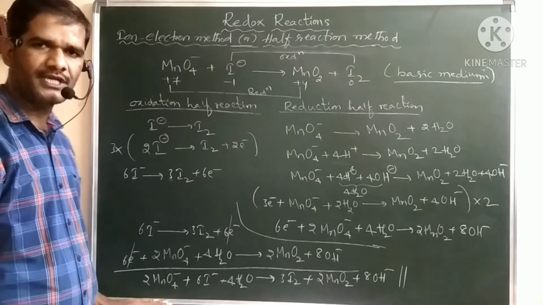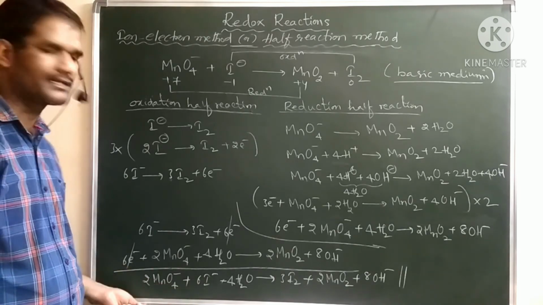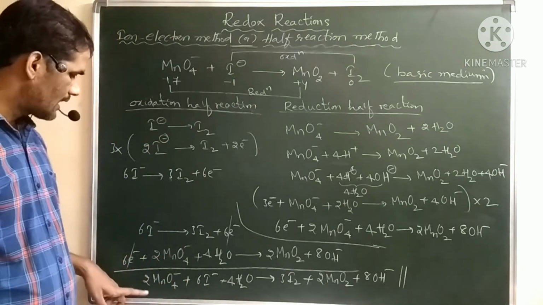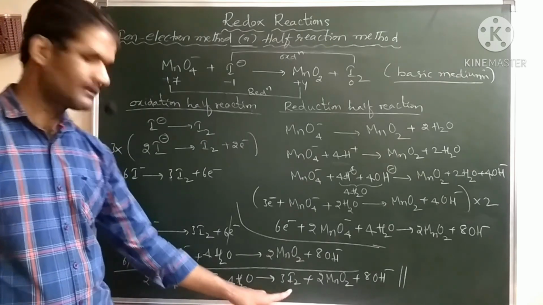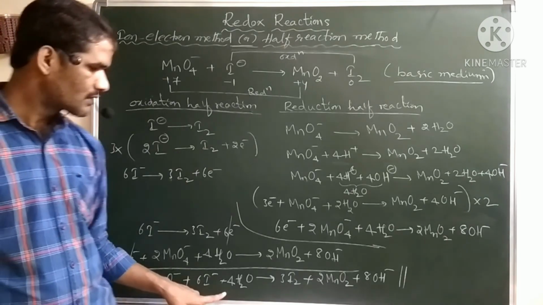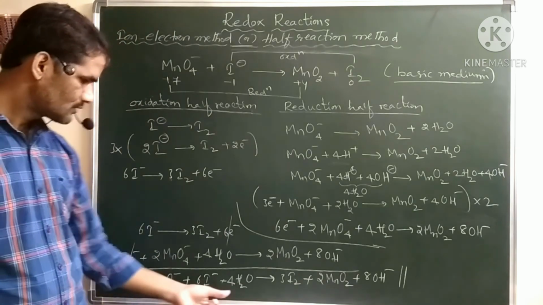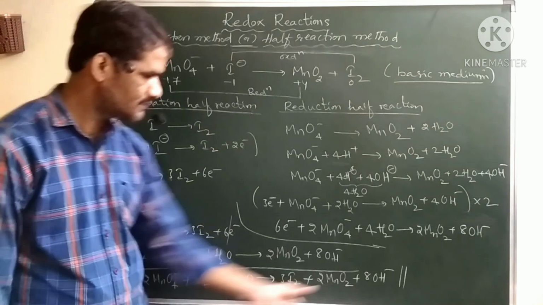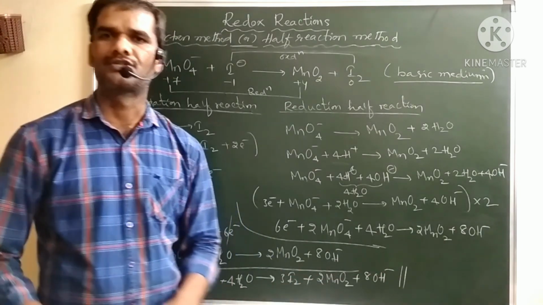Now again, to cross-check, first the charge: here 2 minus and 6 minus, 8 minus on the reactant side, and here 8 minus on the product side. Now the charge is balanced. Elements: 2 manganese and 6 iodine on both sides, and oxygens: 8 plus 4, 12 oxygens on both sides, balanced. Hydrogens: here 8 hydrogens and 8 hydrogens. Now everything is balanced. So this is a balanced equation.